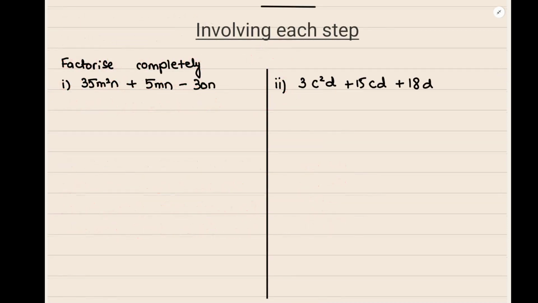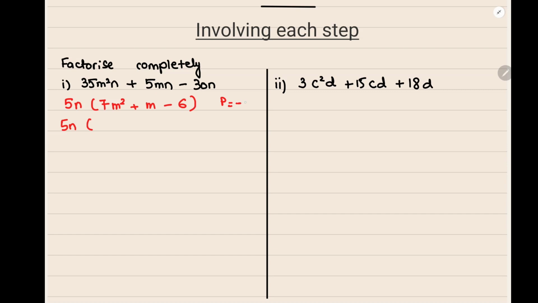Now this is the last part. We have to involve each step before factorizing. Okay, so what was our step number 2? Step number 1, we have to check for the common. So here we can take 5 common with m common. So it should be 5m, 7m squared plus m negative 6. Okay, now inside the bracket, I need to check for the sequence. It is properly organized. Now I have to go for the midterm breaking.